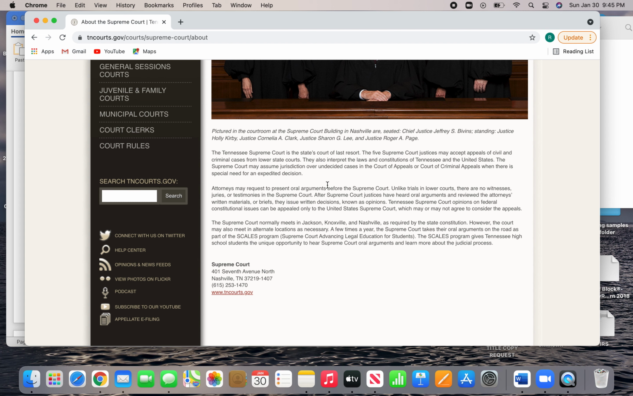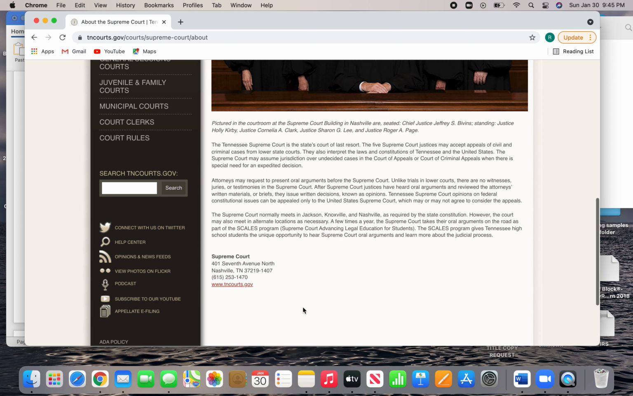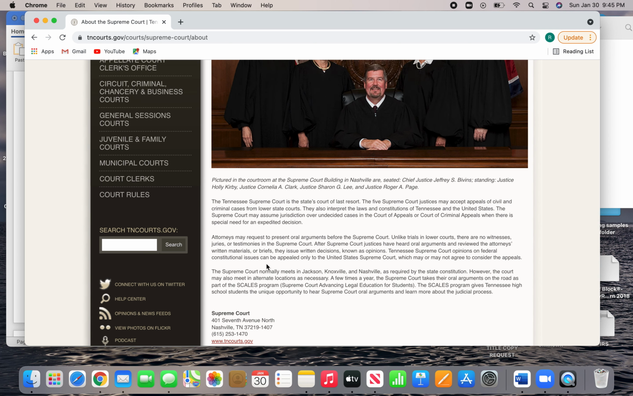So as we get back into the Supreme Court, let me go back there. I'm going to look back at my notes again. All right, and let's see here. So we have here the Supreme Court. That just talks about where they normally meet. Yeah, so that's what I said. The state court's last resort. That's why I said this is for all the marbles. So I mentioned that. So it's both civil and criminal. This is a civil matter, so we're in the right place. And they also interpret the laws and constitutions of Tennessee and the United States.